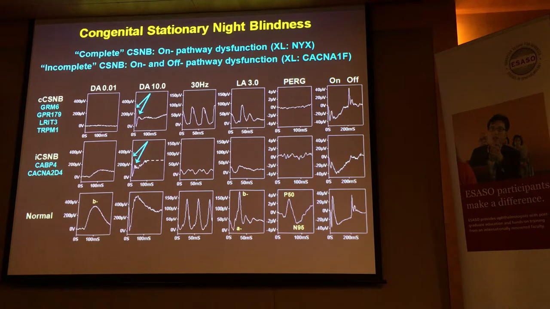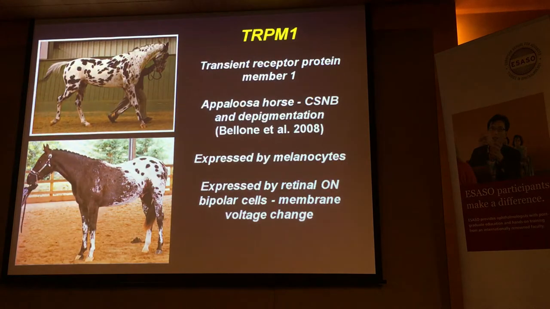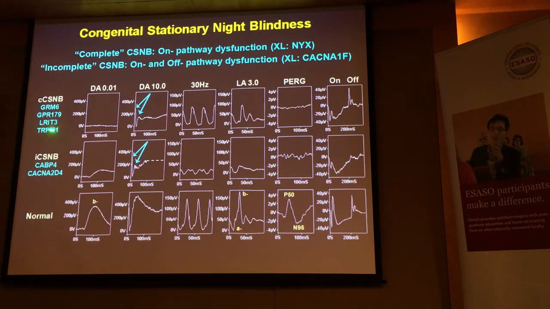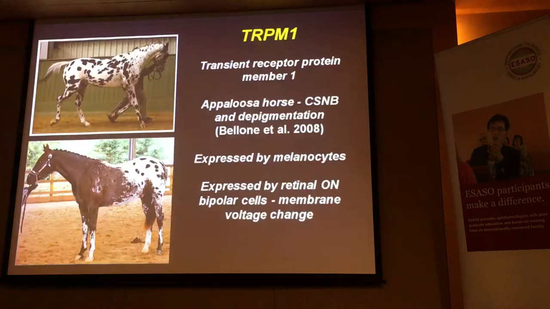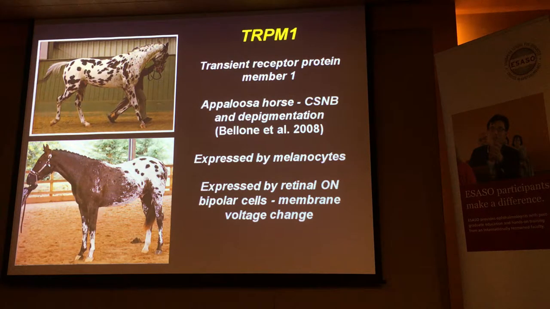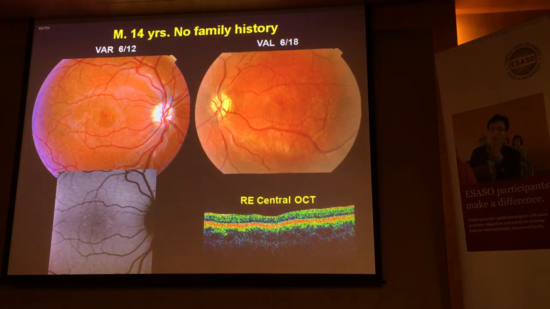So we're getting better and better at identifying these disorders. TRPM1, which is one of the causes of recessive disease here, the complete form, actually has a naturally occurring animal correlate, which is how we reported it in the first place. We were the first group, by a week, to report TRPM1 as a cause of complete CSNB. And it occurs naturally in the Appaloosa horse. What's relevant here is that it's expressed in melanocytes. More about that later when we come to different disorders.